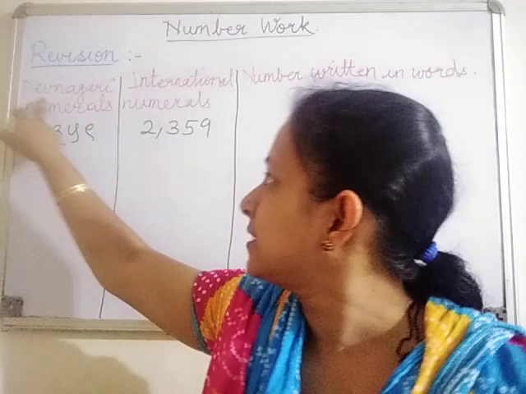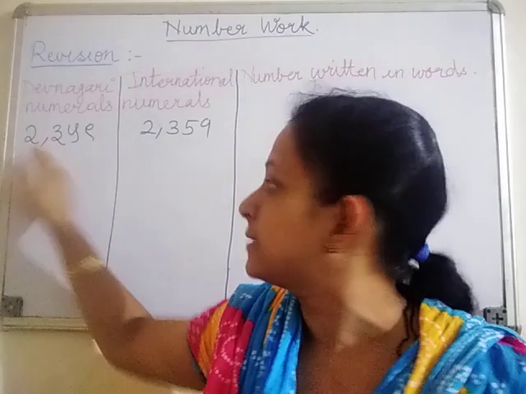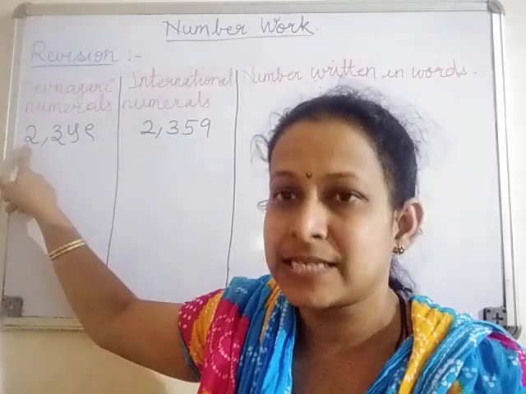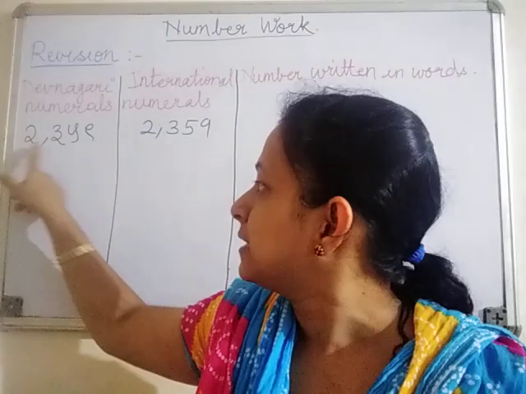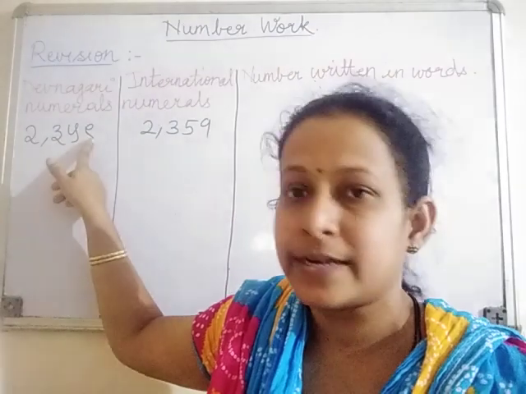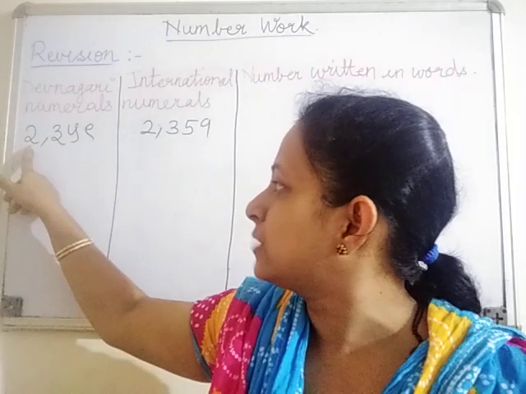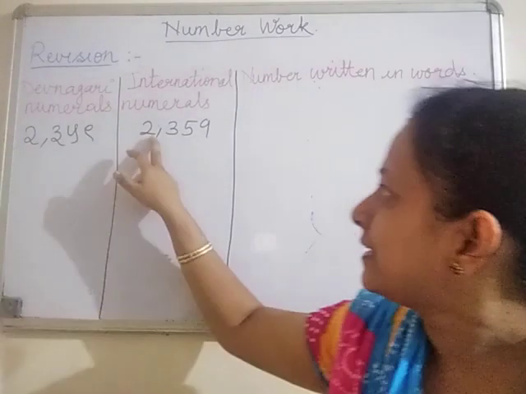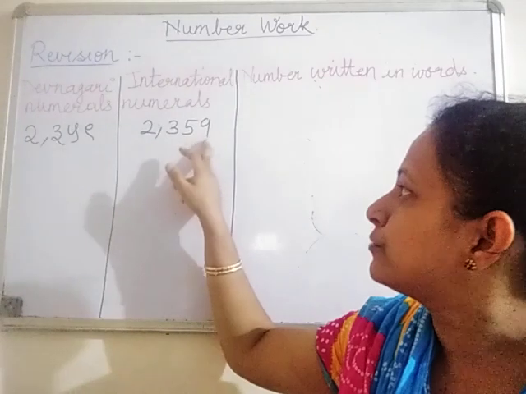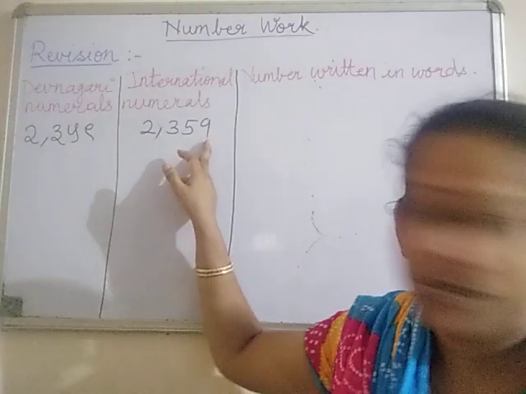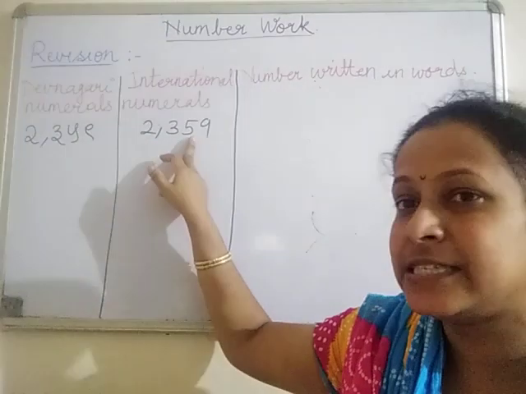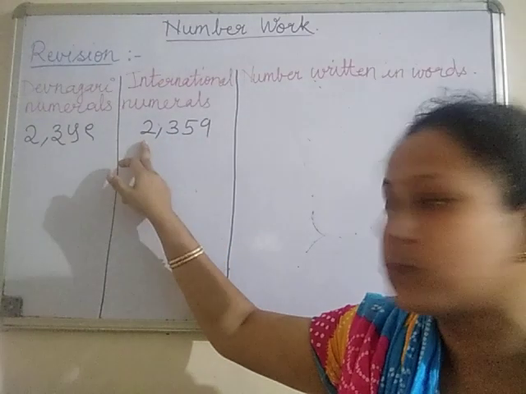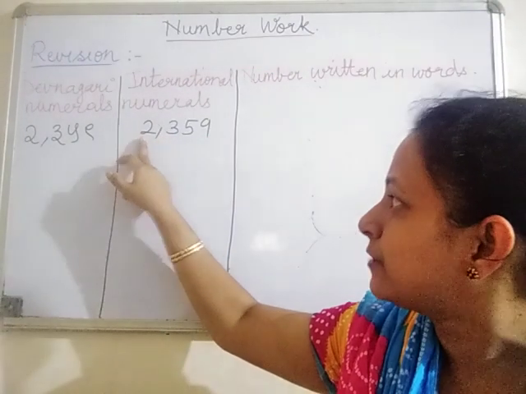So we have here the Devanagari number. The first number, when you read it in Devanagari, you will read it as 2359. And in English, how are you supposed to read it? You know that 9 is in the units place, 5 is in the tens place, 3 is in the hundreds place, and 2 is in the thousands place. So how are you going to read it?